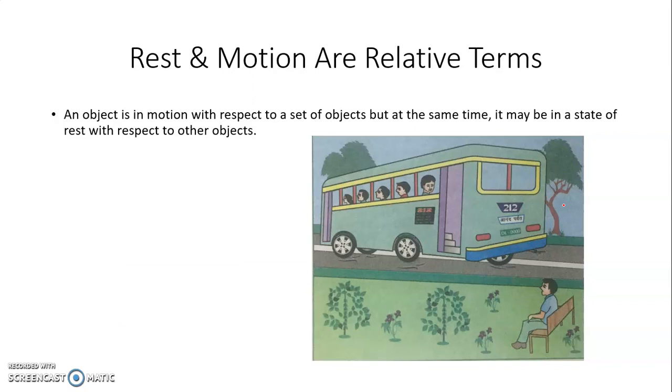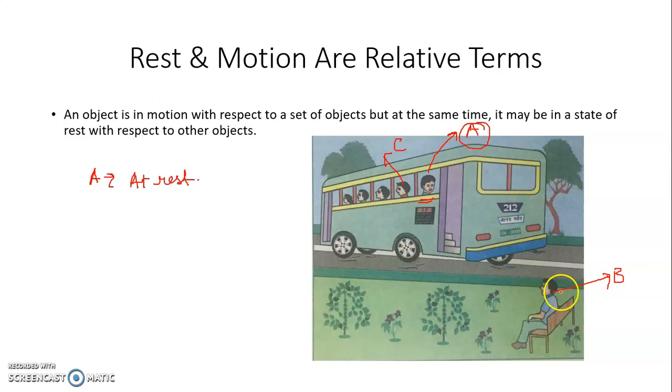Now, just look at the school bus. You see a number of people sitting on the school bus. Let us name this boy as A, and let us name this boy as B, and let us name this another boy as C. Now if you ask C the state of A, what will C say? C will say that A is at rest. All right, is it clear?